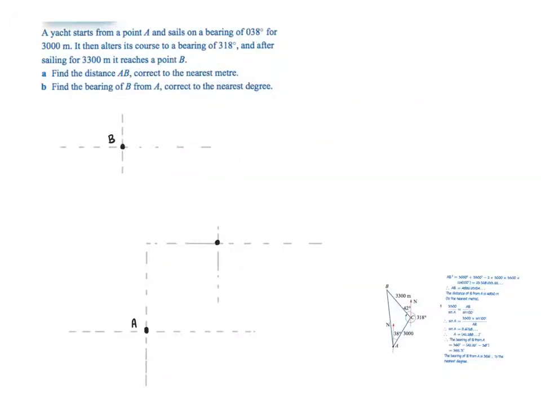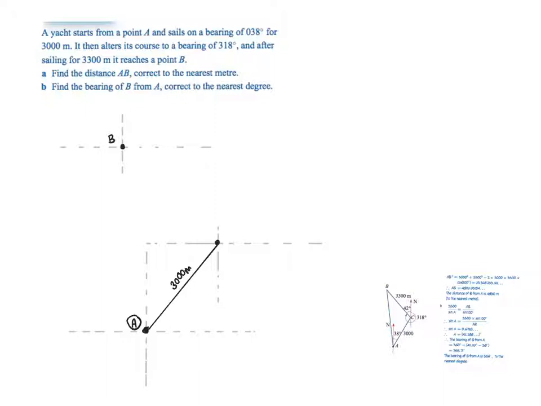Alright, a yacht from point A sails on a bearing of 38 degrees for 3,000 meters. So can you see I have started here and I've drawn point A down here. Now I've drawn my little compass and it's going off at 38 degrees for 3,000 meters. I know 38 is roughly around there, it's not quite 45, a bit less than halfway between 0 and 90 degrees. Now, I know that's 3,000 meters.